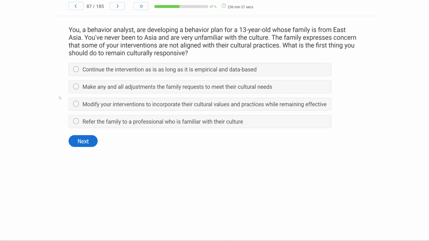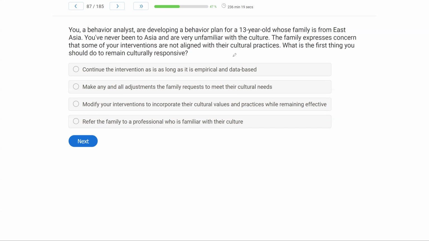You, a behavior analyst, are developing a behavior plan for a 13-year-old whose family is from East Asia. You've never been to Asia and are very unfamiliar with the culture. The family expresses concern that some of your interventions are not aligned with their cultural practices. What is the first thing you should do to remain culturally responsive?